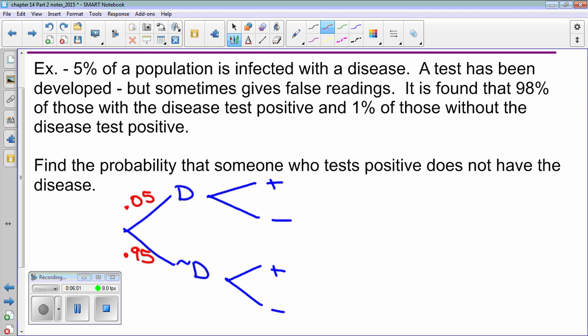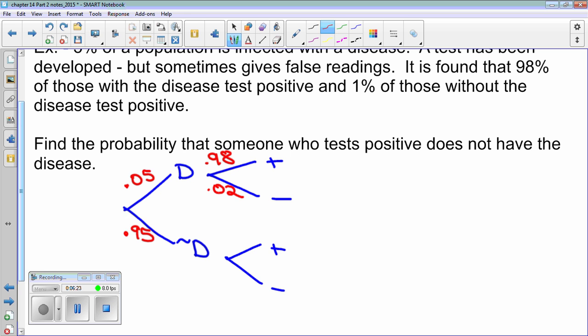So 98% of those with the disease. I'm at the top branch. Those with the disease test positive, so 98% go here. What goes on the other branch? 0.02. Very good. 0.02, because 2% of those with the disease test negative. All right, keep going. It says 1% of those without the disease. So now I'm on the lower branches. 1% test positive. How many without the disease test negative? 99%. Okay.